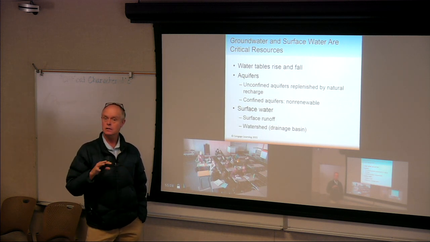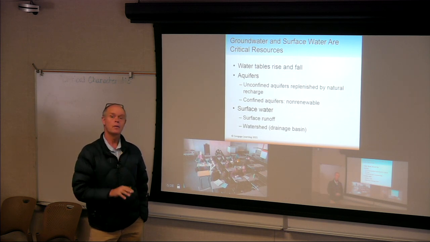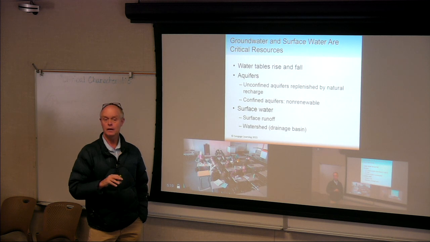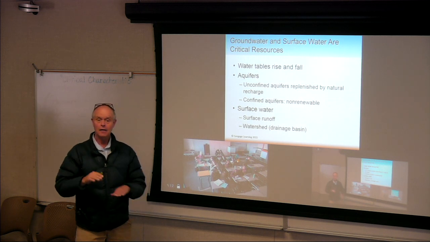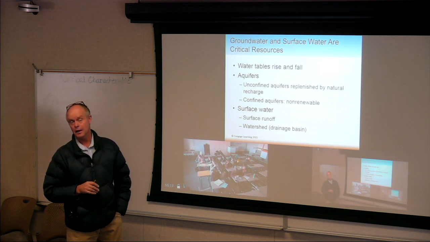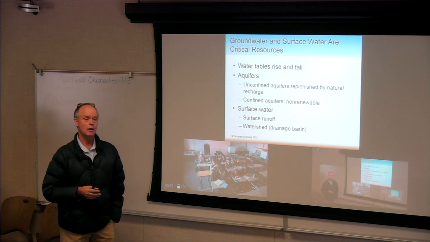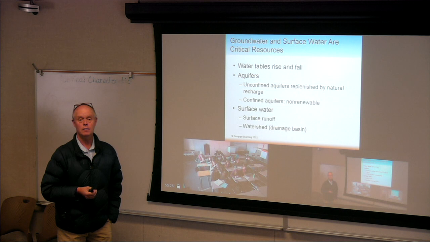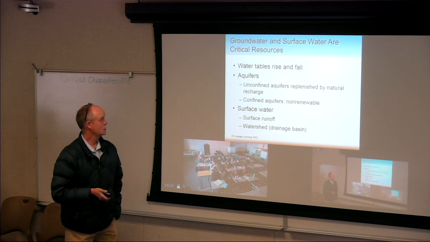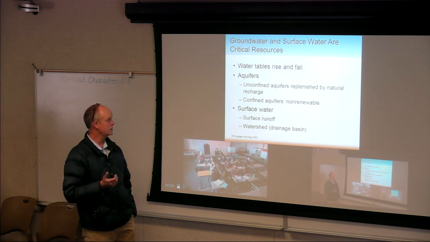Okay, and that's what this game's all about locally, is we need to make sure we don't drop those levels too far. For one thing, the land subsides, and then it can't store as much water. And also, we're just going to plain run out of water, because all the water you've used today, or we're using today, ultimately comes from a well, from groundwater. Okay, surface water. And we've got unconfined aquifers and confined aquifers, so we'll get to that.